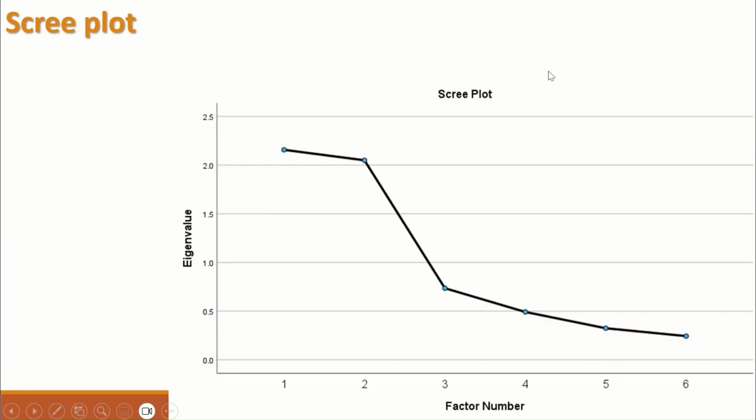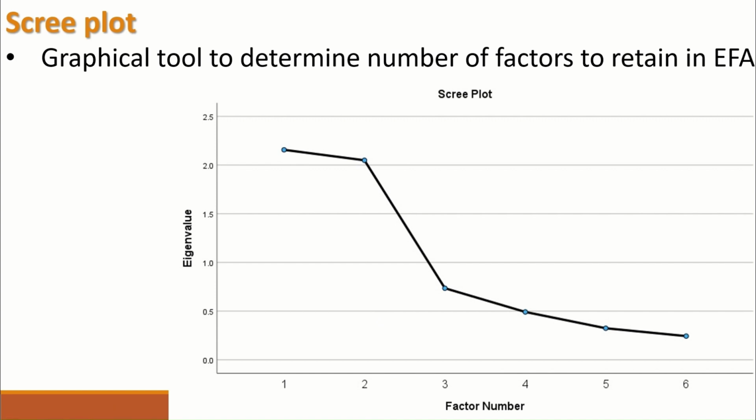If we move to the next slide, a plot has been generated. It's called a scree plot and is placed in this section here. On the x-axis is the number of factors that can be extracted, and on the y-axis is the eigenvalue. Since we had set the eigenvalues to be greater than 1, as shown from the scree plot, there are 2 factors that have been extracted following the criteria set for the analysis. A scree plot is a graphical tool to determine the number of factors to retain in EFA.